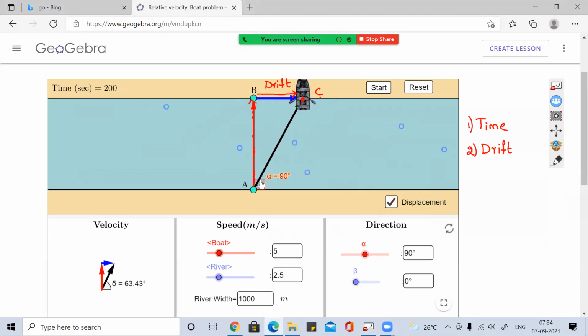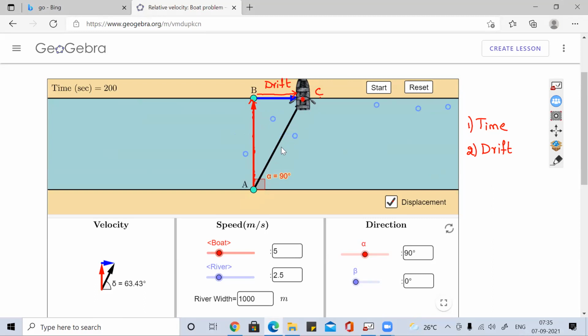Can you tell me these arrows, depending on the color, what does this blue arrow represent? Sir, the flow of the river. It is the river velocity. And what does the red arrow represent? The man's effort, sir. It is the velocity of the man with respect to the river, or the man's effort, or the velocity of the man in still water. And what does this black arrow represent? Velocity of the man with respect to ground.